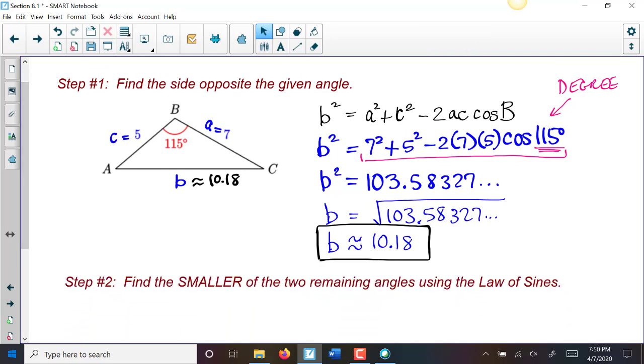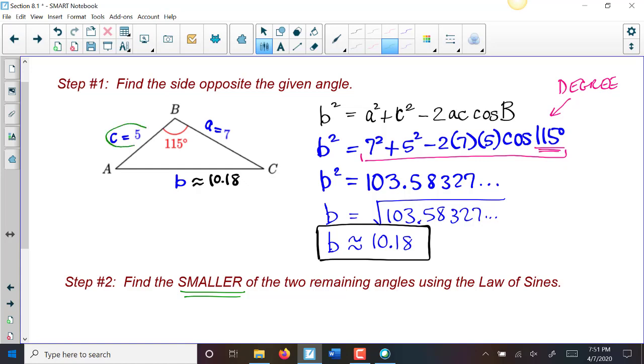All right. So the next step is you're going to find one of these two angles, A or C, and you want to find the smaller of the two. The reason being, and I've seen this happen, students do it on a test, or I've seen it happen on different homework problems. So find the smaller of those two angles. So which one is smaller, A or C? Well, the angle that's opposite the shorter of the two sides.